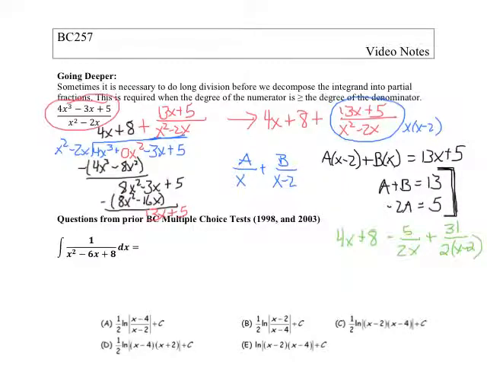Alright, there's the partial fraction expansion completed. So the 4x, the 8, and then we found A was -5/2, so there's my A over x, and then I found B to be 31/2. So there we go.